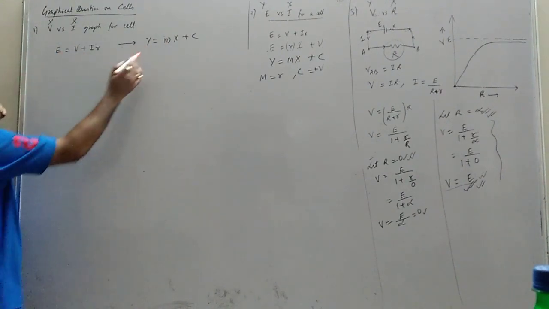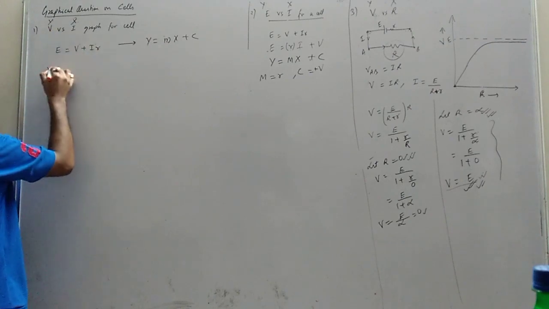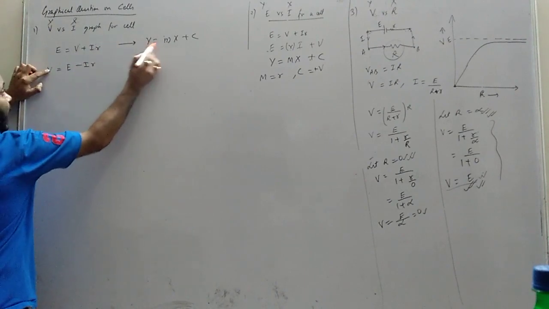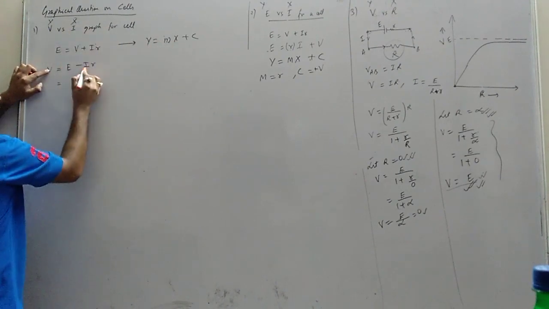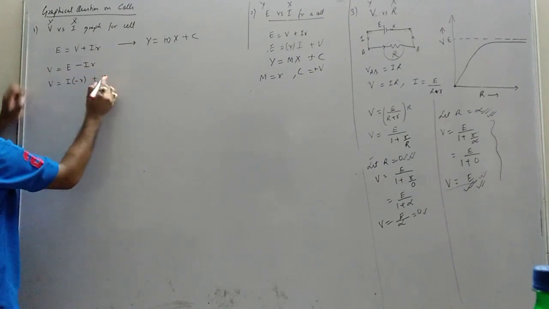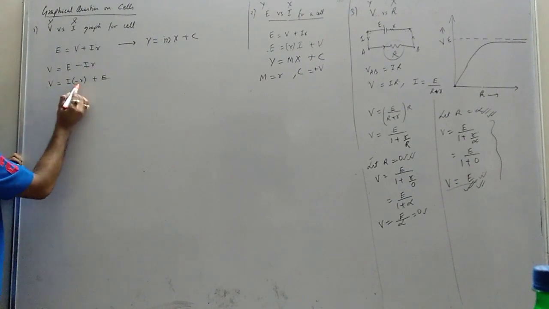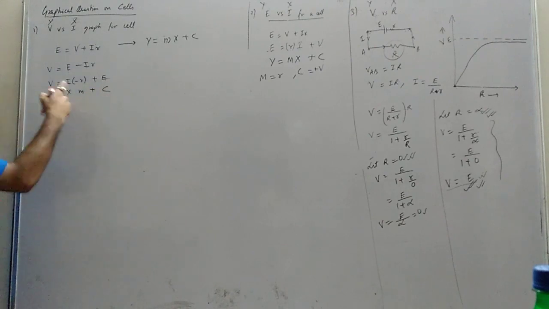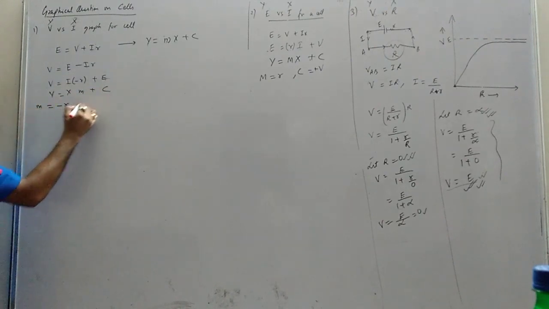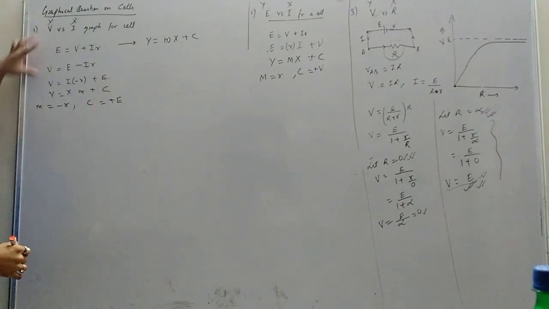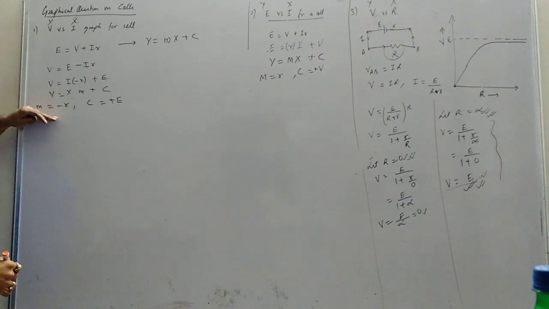So let's deal with y. What is y? V. So V, keep it on one side. Rest, shift the other term there. So y, mx. What is x? I. What is m here? Minus r. Then plus E. So why am I writing in this form? y equals mx plus c. So if I compare, what is m? Minus r. What is c? c is plus E.